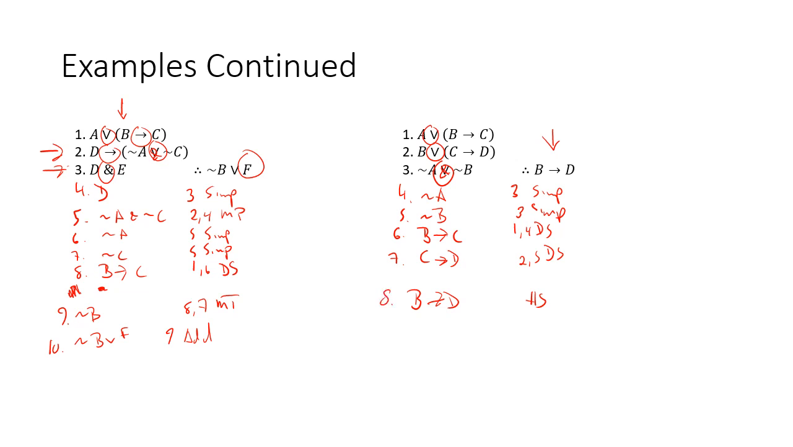So here's B arrow C, here's C arrow D, so the C's match up here in the chain, so that lets you get the first thing and the last thing. So B arrow D through hypothetical syllogism. So that's line 6 and 7 being transformed into hypothetical syllogism.